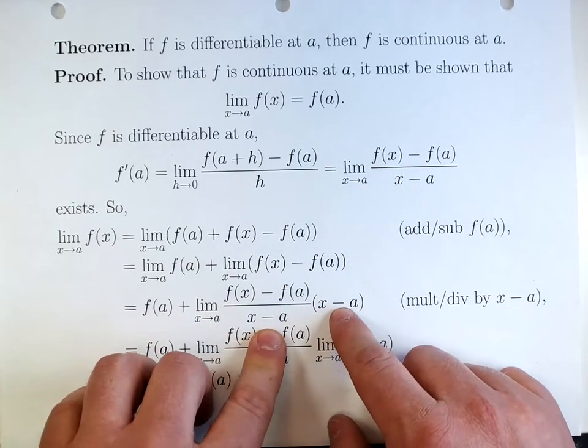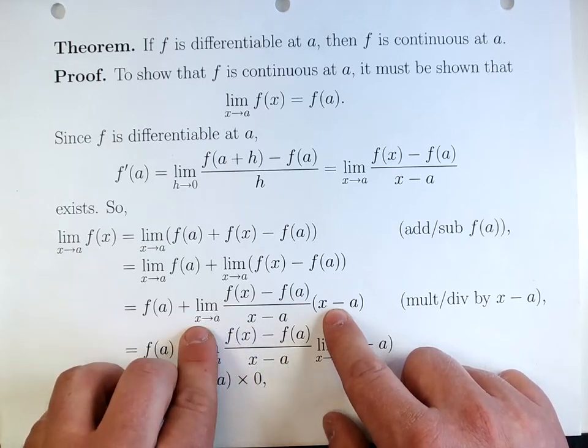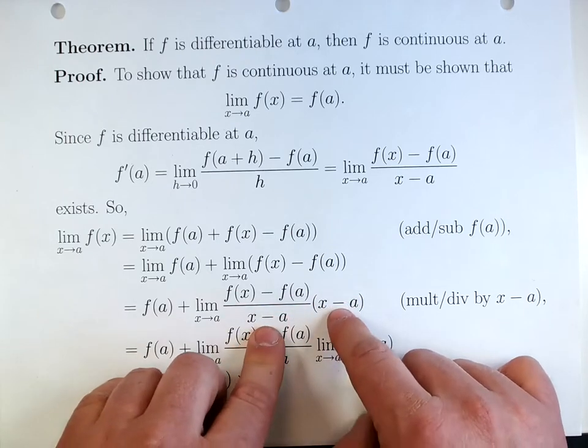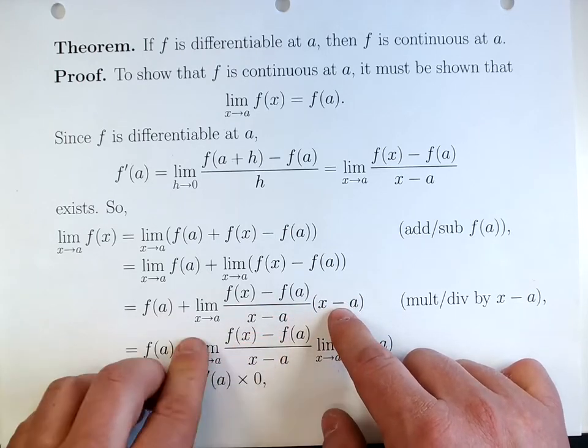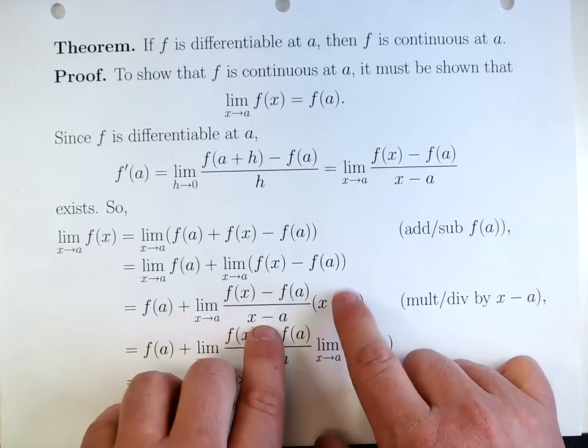Now I'm allowed to do that because I'm only looking at the limit as x approaches a. I don't care what happens when x equals a. When x equals a, this is 0 and this is 0, and I've multiplied and divided by 0, and I'm not allowed to do that. But around x is a, these are not equal to 0, and I can multiply and divide by them.